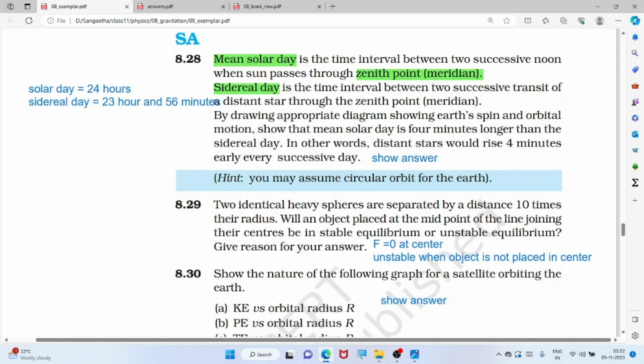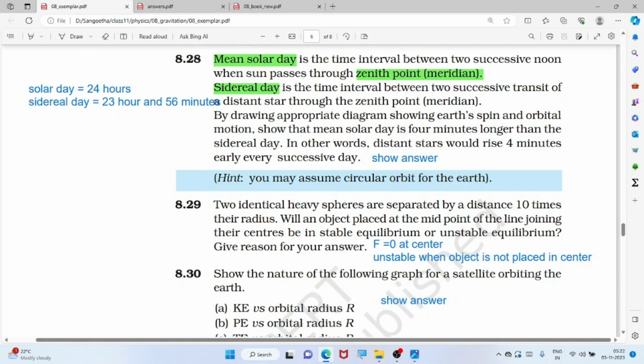Mean solar day is the interval between two successive noons, when the Sun passes through the zenith point. Sidereal day is the time between two successive transits of a star. Actually, sidereal day is 23 hours and 56 minutes. Solar day is 24 hours, which is 4 minutes more than the sidereal day.